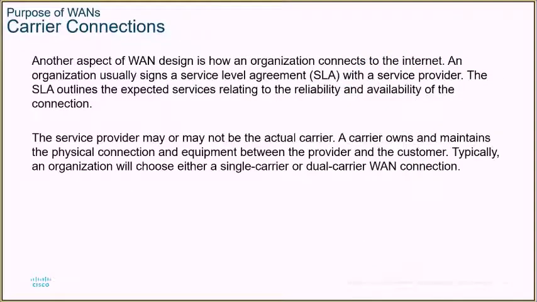Okay, so carrier connections. Another aspect of WAN design is how an organisation connects to the internet. An organisation usually signs a service level agreement with the service provider. The SLA outlines the expected services relating to the reliability and availability of that connection. The service provider may or may not be the actual carrier. A carrier owns and maintains physical connection and equipment between the provider and the customer. Typically, an organisation would choose either a single carrier or a dual carrier WAN connection.